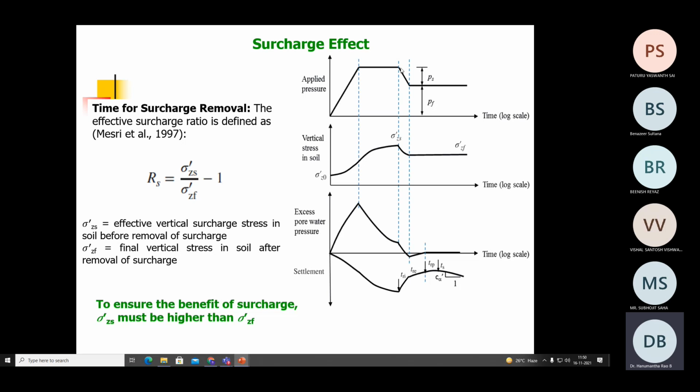Now, once you attain the desired degree of consolidation, you release the load by removing the surcharge. But at that time, there is some amount of rebound that you can see here, different rebounds. So that is called the rebound effective surcharge rate or effective rebound rate.